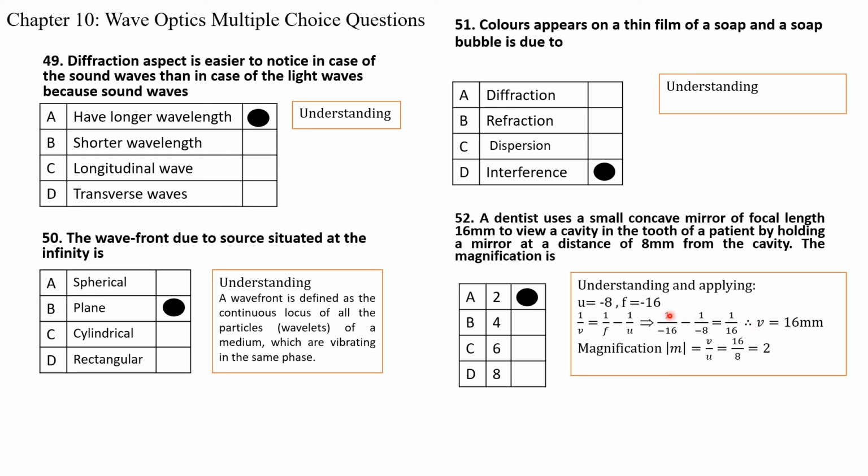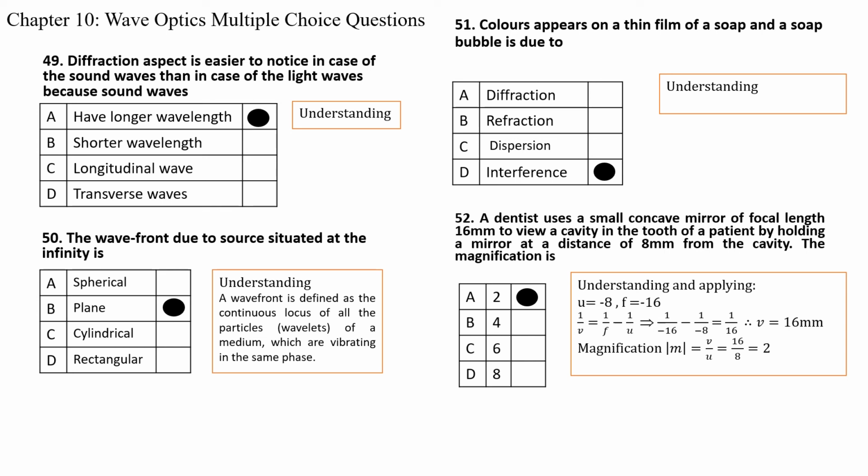So here you have to remember the mirror formula. That is 1 over F is equal to 1 over V plus 1 over U. And we have to substitute. You are also required to remember the magnification formula. Mod of M is equal to V by U, that is image distance by object distance. That is equal to 2. So please lock it. With this we come to the conclusion of this part 3 of our videos.